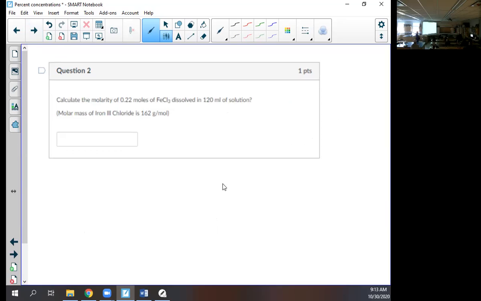Calculate the molarity. What does molarity equal again? Please tell your partner, not me. What does molarity really mean? It means moles divided by liters. All right, so moles divided by liters. Look at this problem and read it carefully. It gave you moles and it gave you milliliters. Honestly, for this problem the milliliters are unnecessary information.